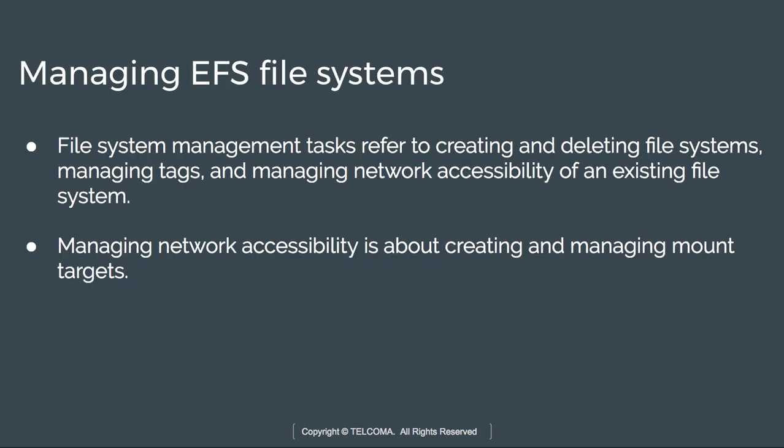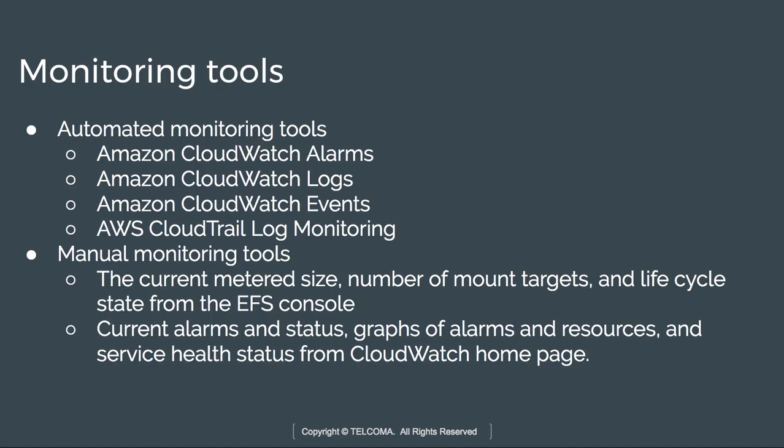How do we manage the EFS file system? File system management tasks refer to how we create and delete file systems, how we manage tags, and how we manage accessibility to the existing file system. We can manage network accessibility, that means how we are creating and managing the mount targets. We have various monitoring tools for this, automated monitoring tools and manual monitoring tools. In automated, we have CloudWatch alarms, CloudWatch logs, events and monitoring. Whereas in manual, we have the current metered size, the number of mount targets and the lifecycle state.